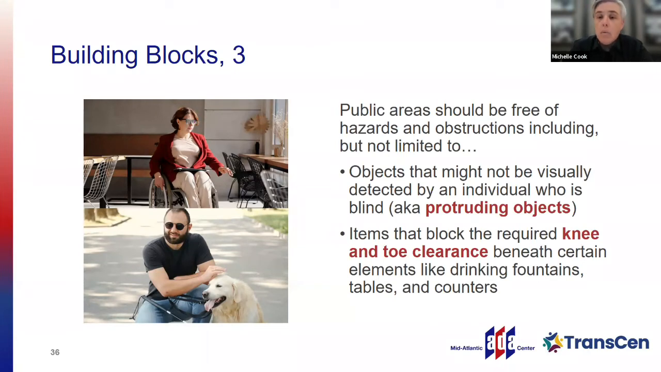Also, items that block the required knee and toe clearance beneath certain elements like drinking fountains, tables, and counters, again, are those areas being cluttered by things that don't really need to be there? Or countertops, is the low countertop at a service counter being kept clear for use by people who are seated or who are using mobility devices or people of short stature? Those are all very easy things to see. And again, very high impact, just clearing those out, finding another location to store items can provide that higher level of access. And I'm telling you, it seems silly, but it's going to have a very high impact.